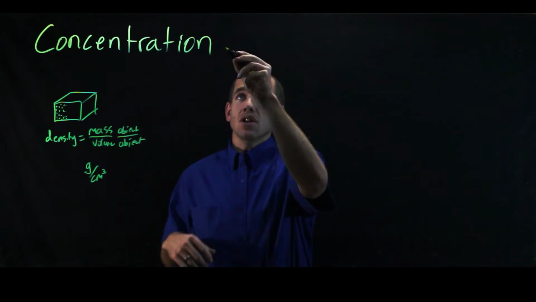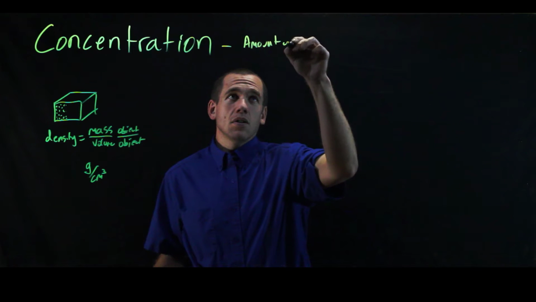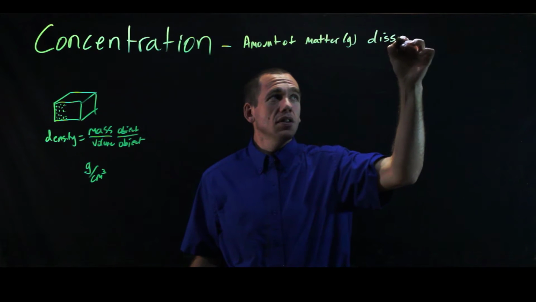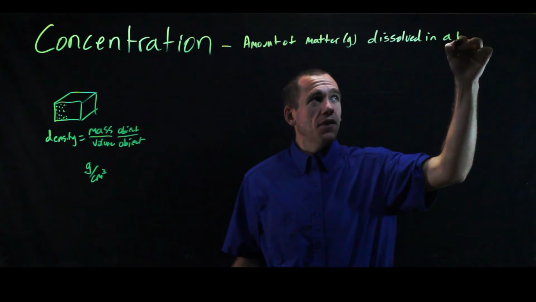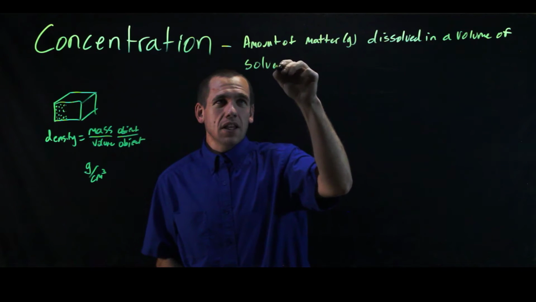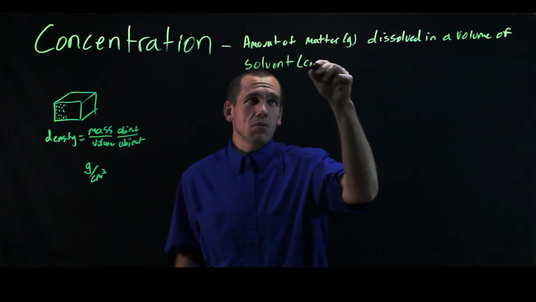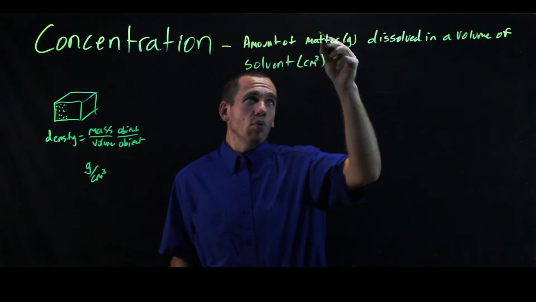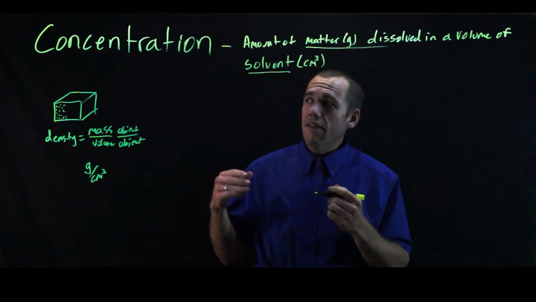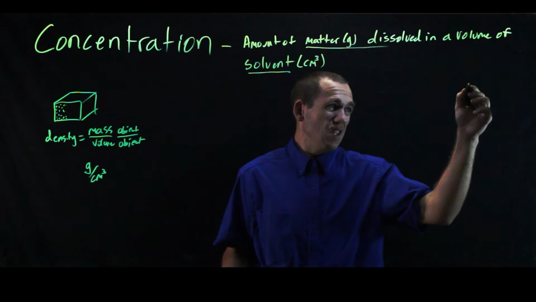Now, when we look at concentration, concentration is different. Concentration is the amount of matter in grams dissolved in a volume of solvent. Now, this is generally a liquid. We usually use water, but there's other things that can be there. And this is measured in cubic centimeters or milliliters. Now that means I have one type of matter for what's being dissolved and a second type of matter for what's doing the dissolving. So now I have grams per cubic centimeter, but it's not describing how much matter is in a given amount of space. It's telling me how much stuff is dissolved in a liquid.